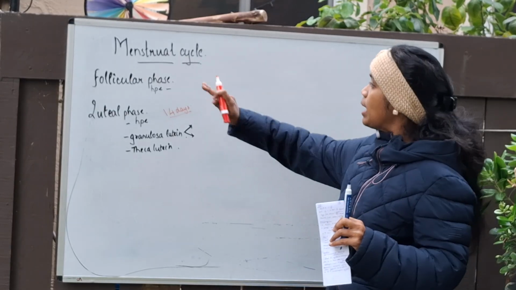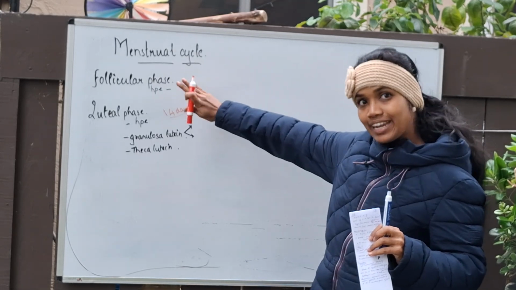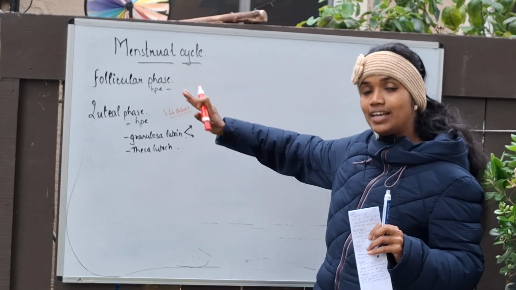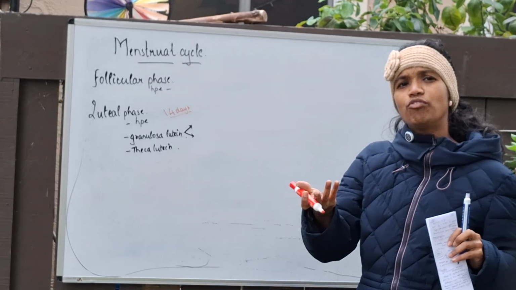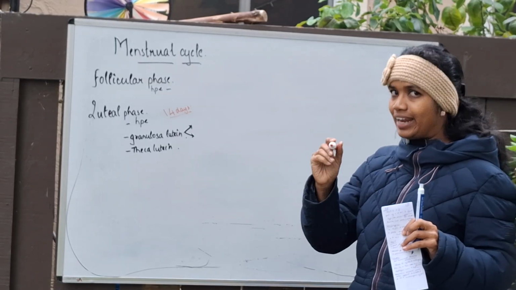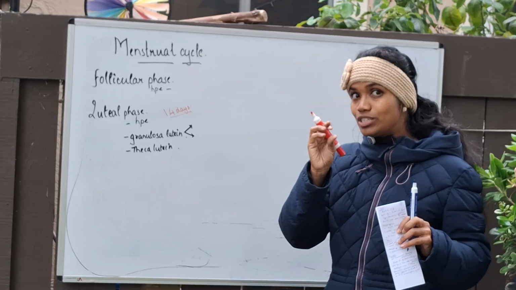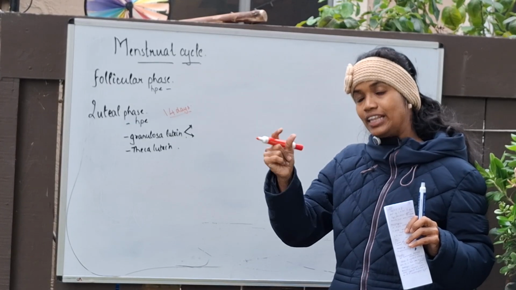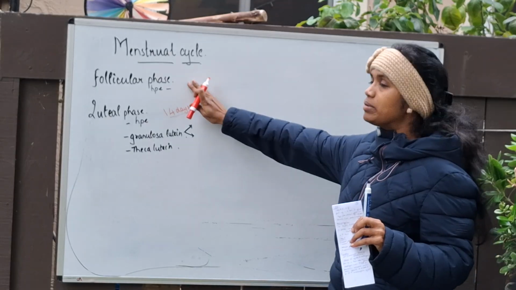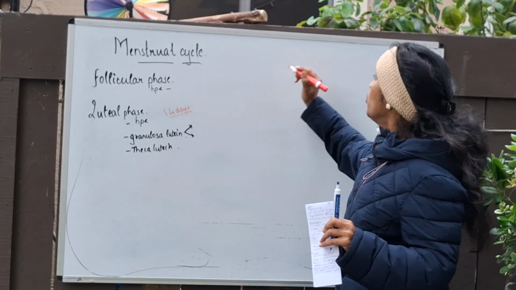So let's see what happens in follicular phase. As the name says, in the follicular phase, the follicle is developed. What is a follicle? In the ovary, there are Graafian follicles which hold the ovum in it. So one Graafian follicle will develop and the ovum is released. That happens in the follicular phase. So let's see how it happens.